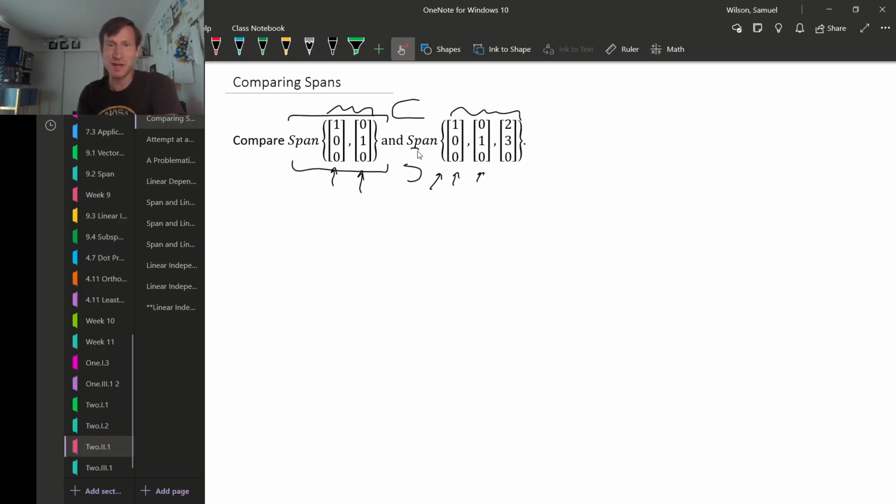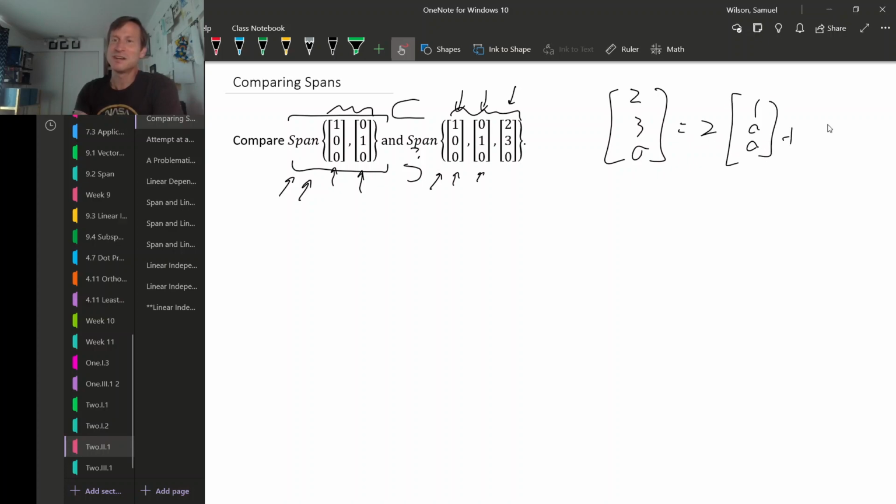All right, so what about the other containment? So containment this way. Well, 1, 0, 0 is definitely in this span. 0, 1, 0 is also definitely in this span. Well, what about 2, 3, 0? Pretty clearly it's 2 times 1, 0, 0 plus 3 times 0, 1, 0. And so the vector 2, 3, 0 is also in this span, right? So all of these three spanning vectors are in this subspace.